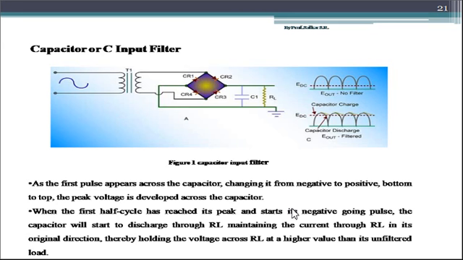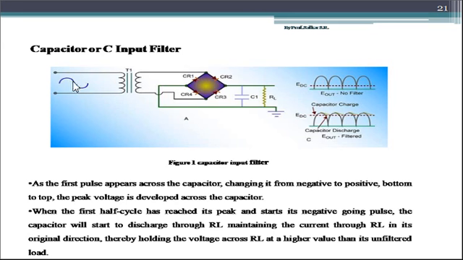The first type of filter we are going to see is the capacitor or C input filter. Here is the circuit diagram and the waveforms which will come at the output of the filter. We will see the circuit diagram first, and then we will learn the working of the capacitor input filter.